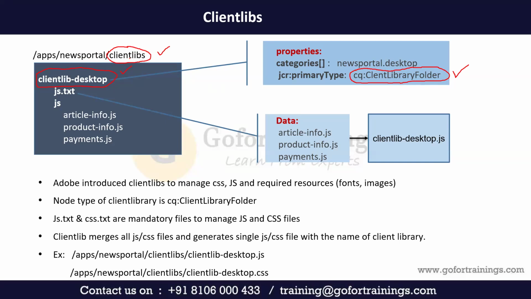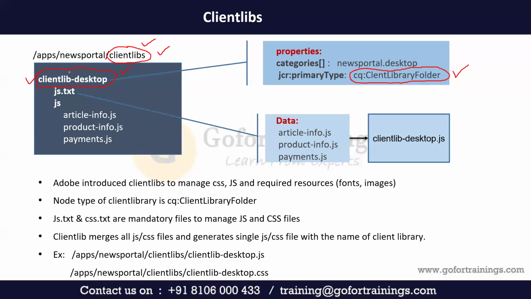We can even create client libraries outside of the clientlibs folder. We can create a client library anywhere in the JCR repository, not only under apps, news portal, clientlibs. But this is the recommended place to create all your client libraries. Rather than creating client libraries in different places, place all of them under the apps, news portal, clientlibs folder. The node type is cq:ClientLibraryFolder and the node name could be anything.